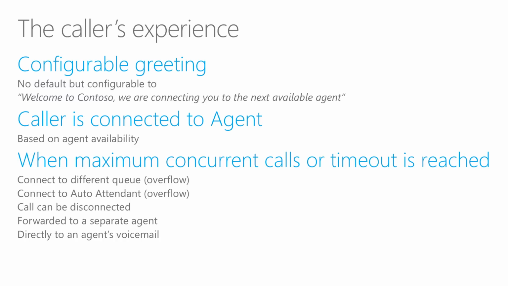From the perspective of a caller calling into a call queue, the experience would be that there would be no greeting by default, but you can add something like, welcome to Contoso, we're connecting you to the next available agent. I then get connected to the agent based on that agent's availability, and when the maximum concurrent calls or a timeout is reached, the person is either connected to a different queue or to a different auto attendant. The call can be disconnected, forwarded to an agent, or directly to an agent's voicemail.